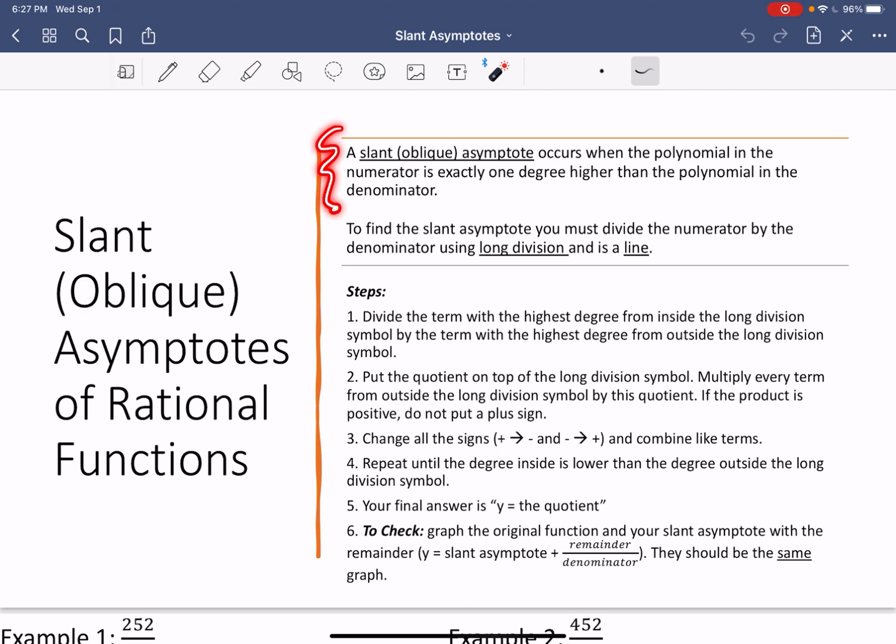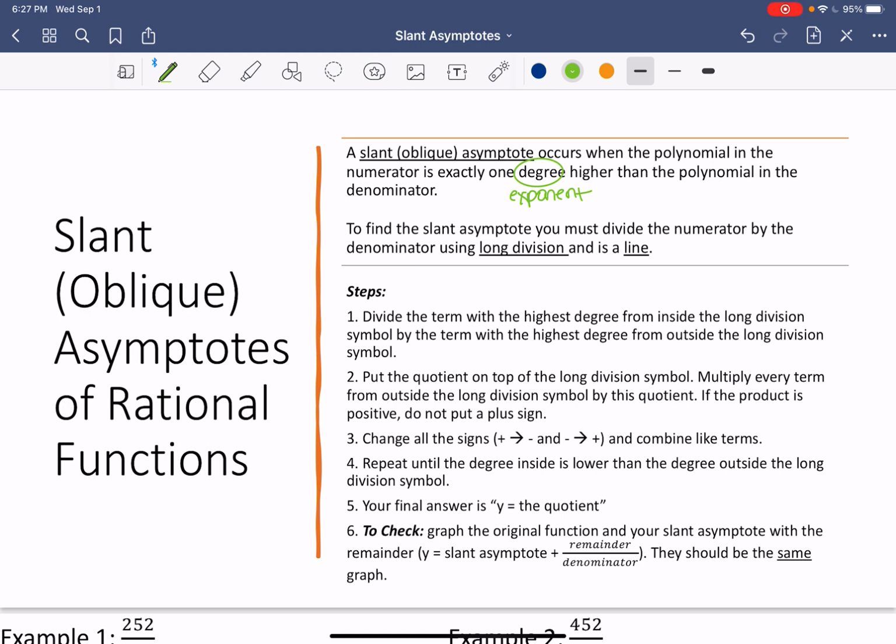So a slant or an oblique asymptote occurs when the polynomial in the numerator is exactly 1 degree higher than the polynomial in the denominator. Remember that the word degree here means the exponent. So when the exponent is one number higher in the numerator, then that's when you're going to have a slant asymptote. Okay, to find the slant asymptote, you're going to divide the numerator by the denominator using long division, and the equation creates a line.